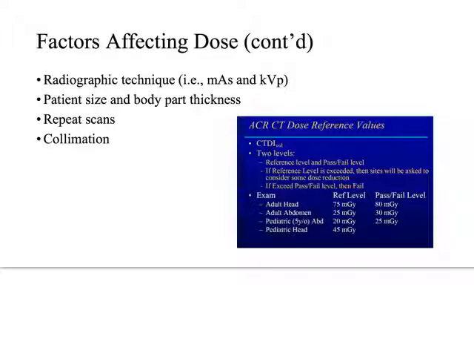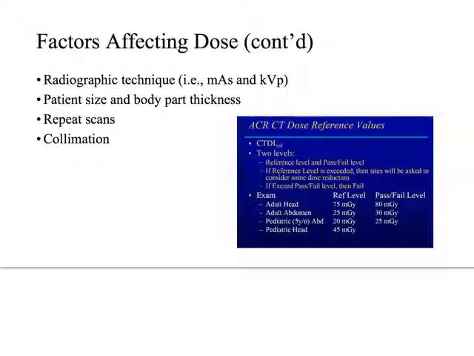As the patient size and body part thickness increases, we have a strange kind of relationship that happens. We've already talked about that a little bit. It's related to this geometry. So the larger patient is going to get less of an effective dose than the smaller patient because there's less padding around vital organs. Of course, repeat scans go without saying. We want to avoid that. We want to have collimation that's appropriate for the examination.